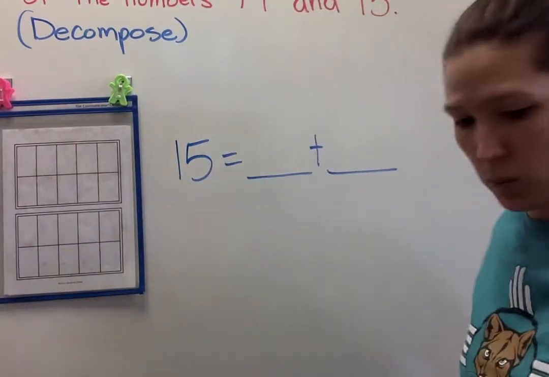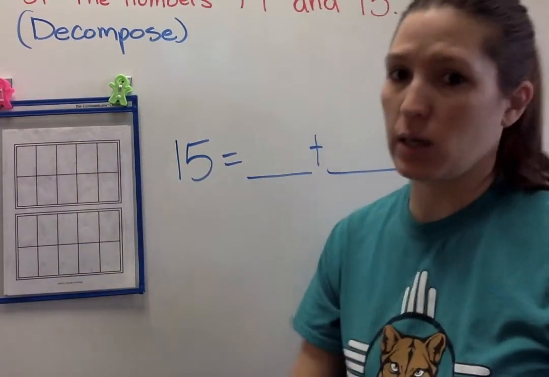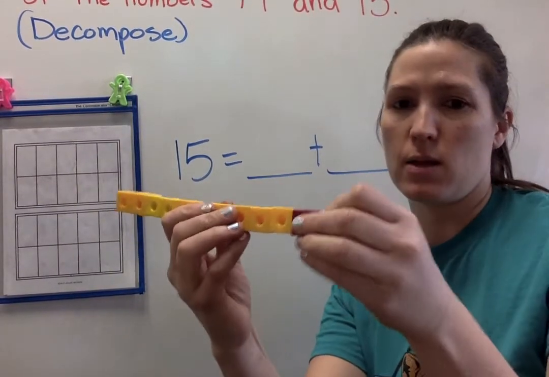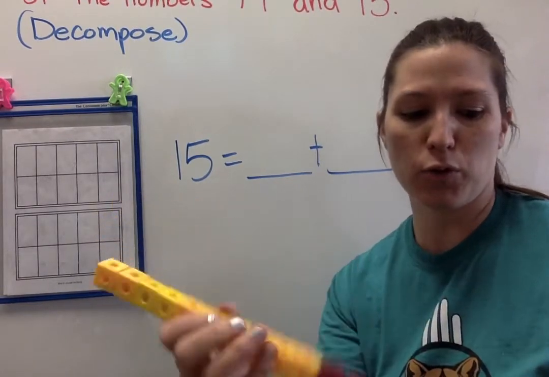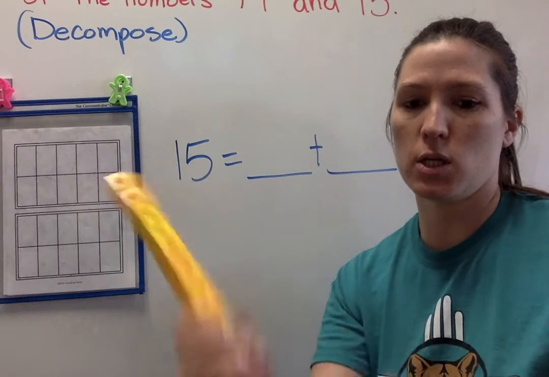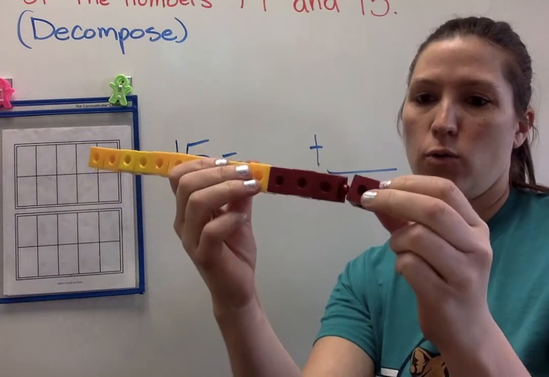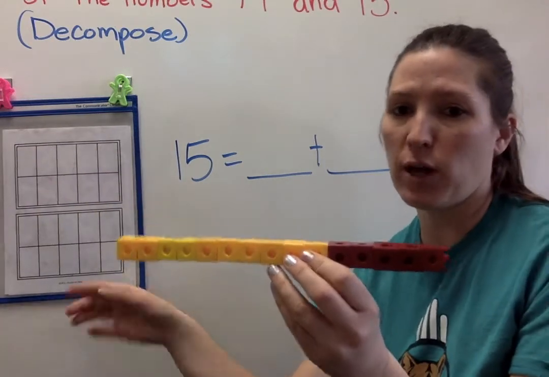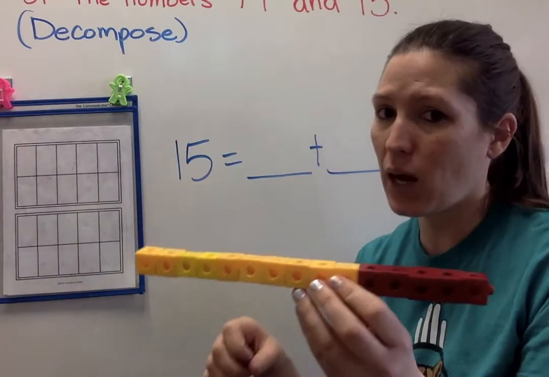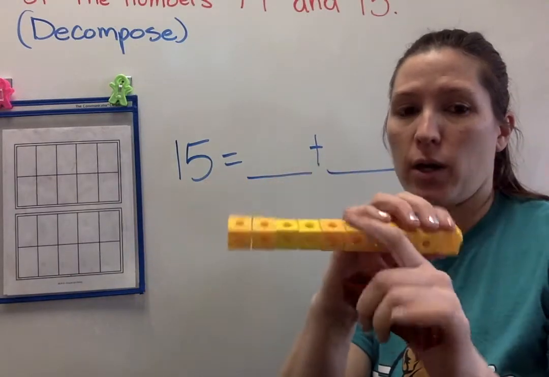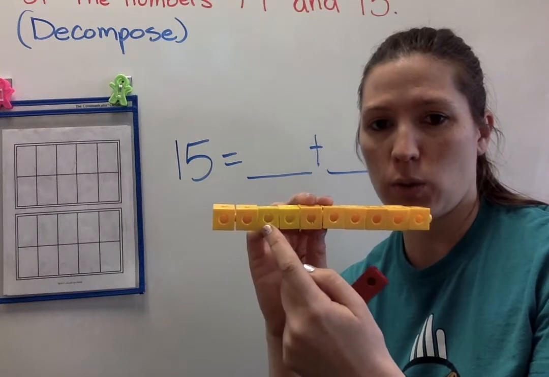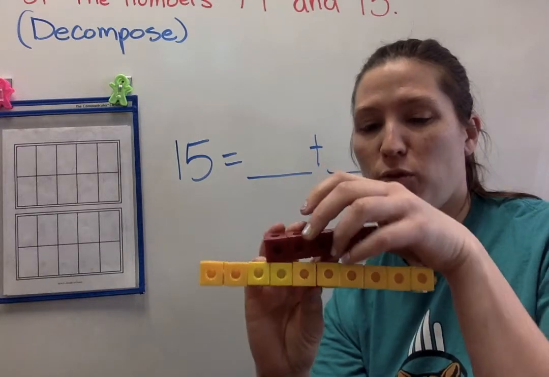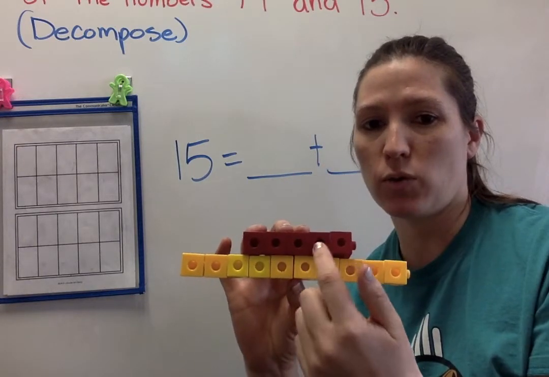If I were to make 15 with my cubes, I would need to make my 10, 11, 12, 13, 14, 15. So just like I did on the double 10 frame, I made 15 first. Now I need to decompose. Decompose means break apart. So I have a group of 10 here. 1, 2, 3, 4, 5, 6, 7, 8, 9, 10. And I have a group of 5. 1, 2, 3, 4, 5.